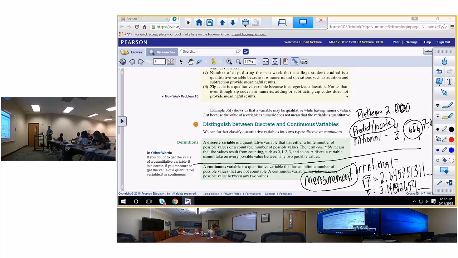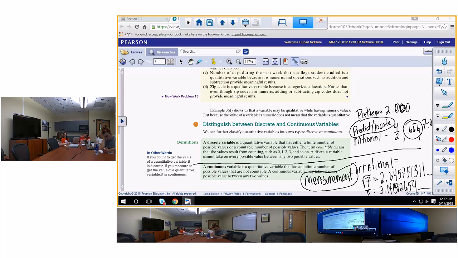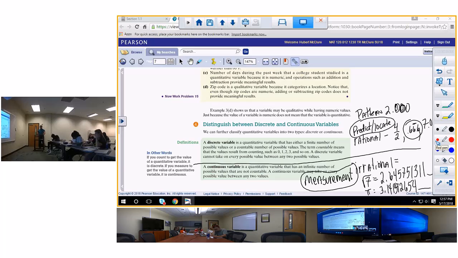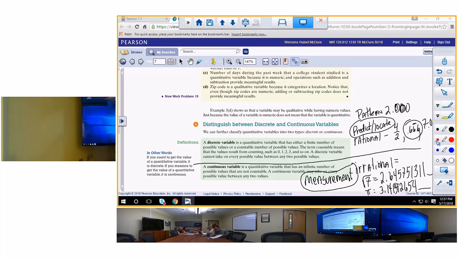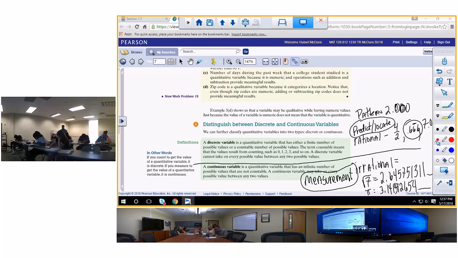What's the opposite of measuring? What do you do when you want to know how many eggs you got? Count. You count them. The opposite of measuring is counting. Counting is discrete. Counting can be located on a number line. And now you know the difference between rational and irrational, discrete and continuous.